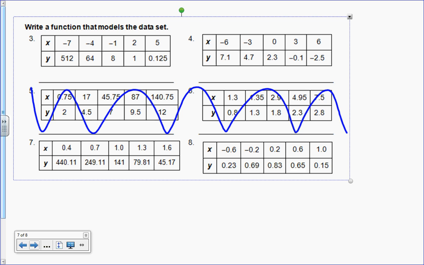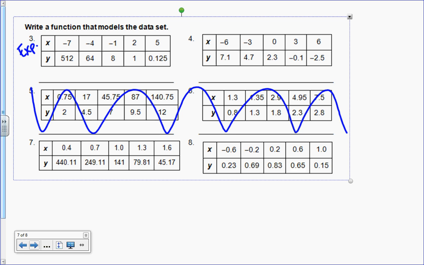And if I look at them, they go from really big to really small in a hurry. So I'm going to try dividing them first to see if it's exponential. So 0.125 divided by 1, that's 0.125. 1 divided by 8 is 0.125. 8 divided by 64 is 0.125, and 64 divided by 512 is 0.125. So for this one, for number 3, I want to use exponential.